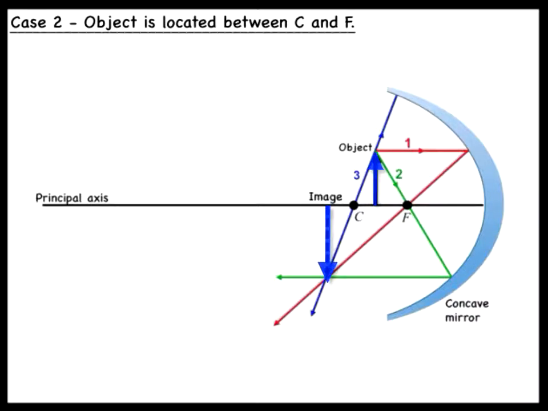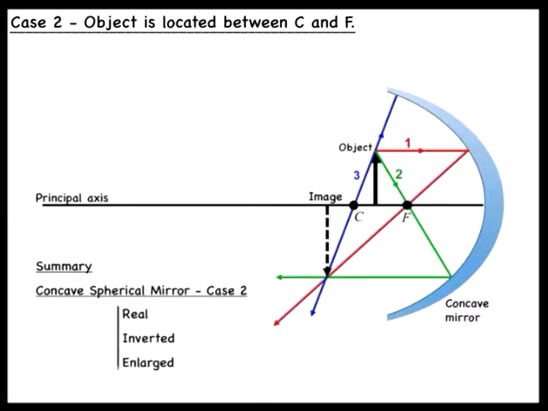However, the length of the image arrow is now longer than the length of the object arrow, so the image in this case is enlarged. And since the image is formed by the actual intersection of the reflected rays, the image is again real. To summarize case 2, in which the object is located between the center of curvature and the focal point, we find the image is real, inverted, and enlarged.